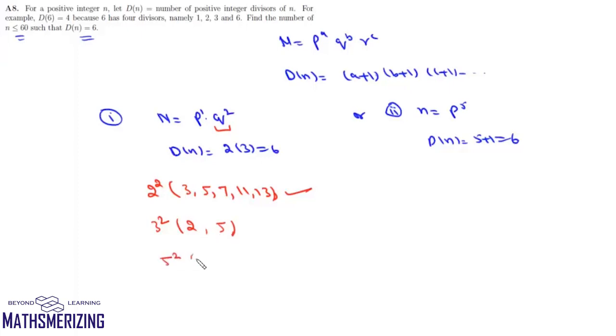Now we'll take 5 square. Then 5 square will be simply 2; all other values will be greater than that. And then if we take 7 square, it is 49, and 49 into 2 is greater than 60. So these are all the possibilities for this first form. Now for the second form, the only possible value is 2 to the power 5. So how many such numbers are possible? We have 5 plus 2, 7, 8, 8 plus 1, 9. So we have 9 such numbers, and that is the answer to this question.